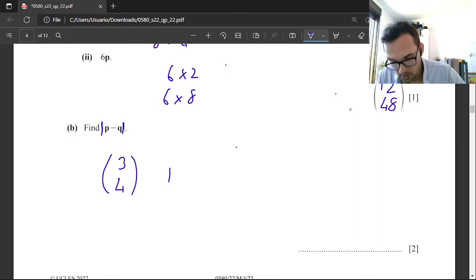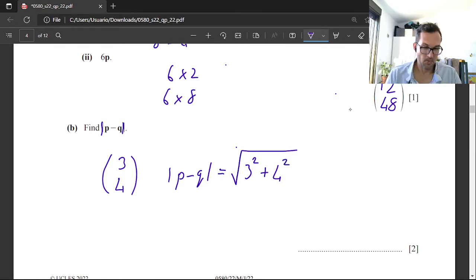So if I want to find the magnitude of P minus Q, which is 3 over 4, I'm going to have to do the square root of 3 squared plus 4 squared. Easy as that. Okay, hammer it in your calculator. This is a Pythagorean triple. You remember that gives a square root of 25. So of course the answer is just 5.